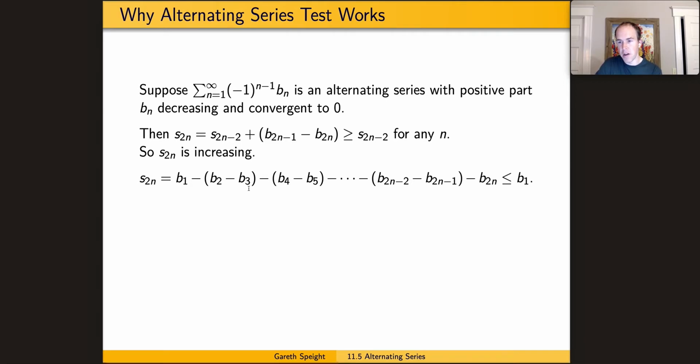Well, remember that the B's are decreasing. So here, B2 minus B3, we know that B3 is less than B2, so B2 minus B3 is going to be positive. And similarly, B4 minus B5 is going to be positive. So all these terms are positive.